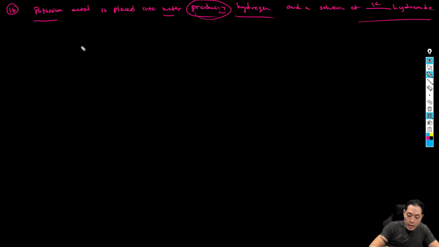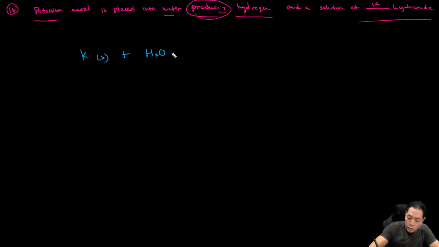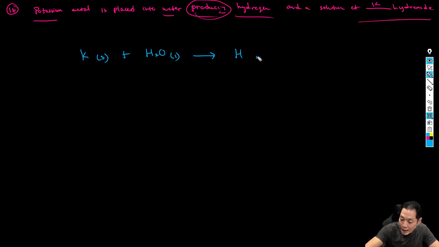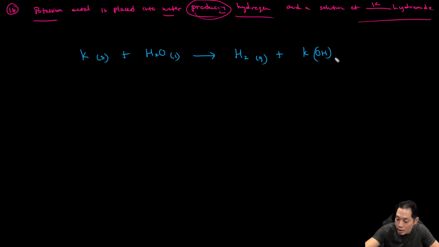Okay, potassium metal, which is K(s), plus water, which is H2O, a liquid, produces hydrogen, which is a gas, and you have to be careful. If it's a gas, that means it's going to be diatomic, H2, and a solution of potassium hydroxide, so that is KOH, and this is going to be aqueous because it's a solution. All right, so there we go.